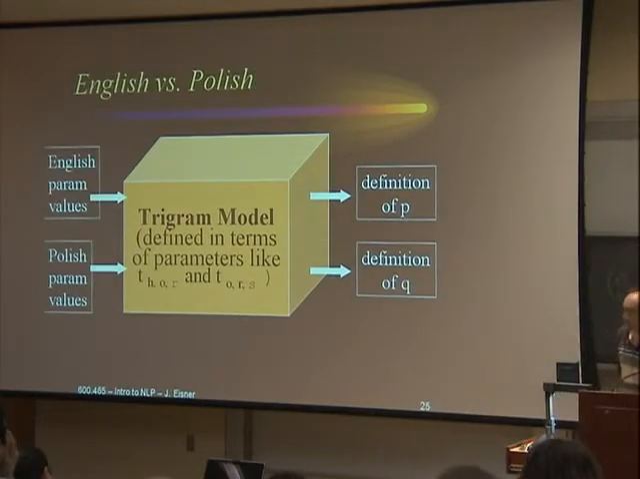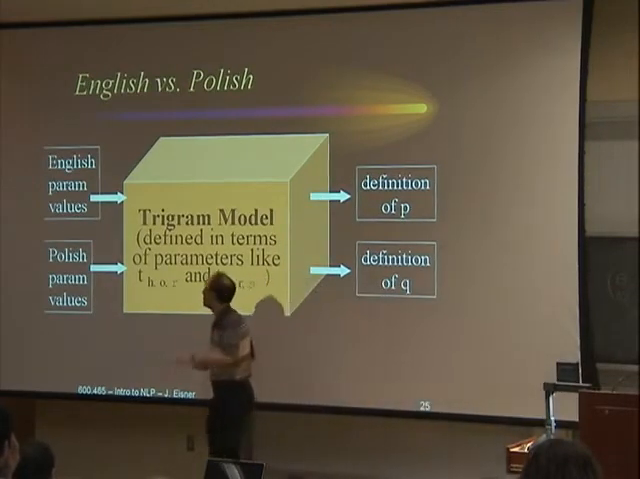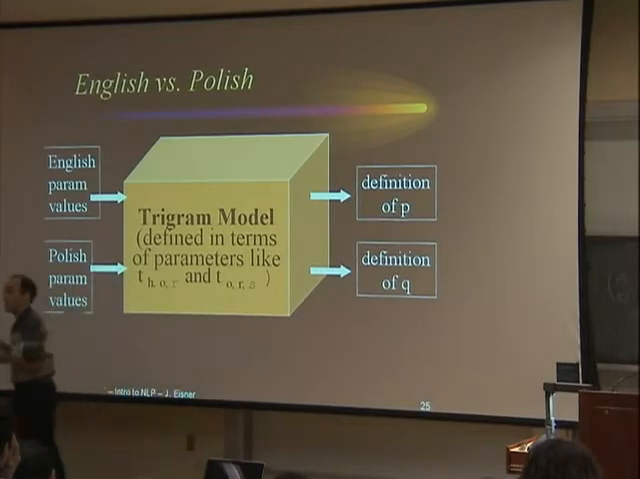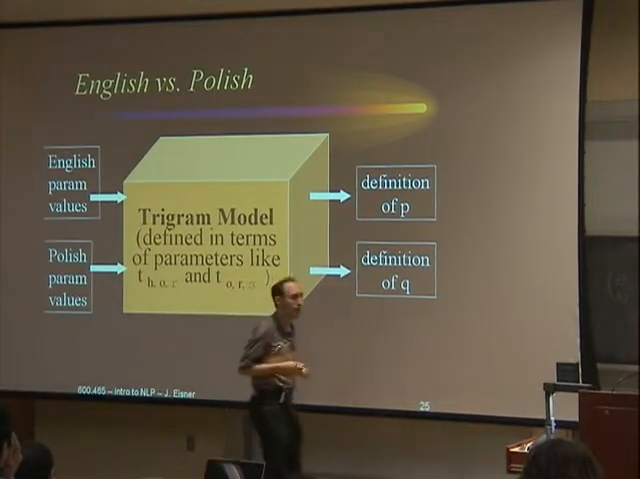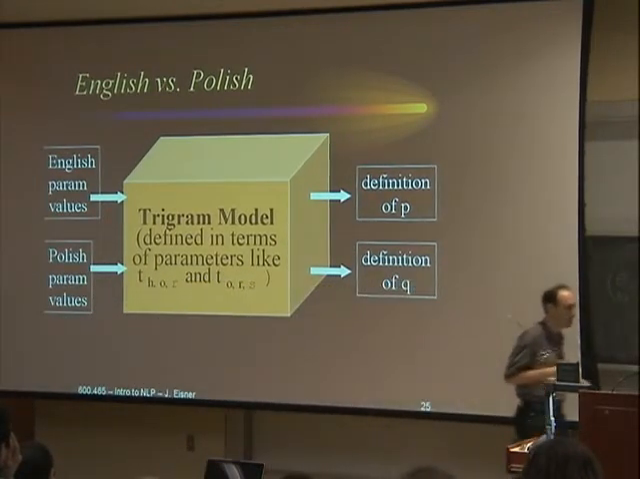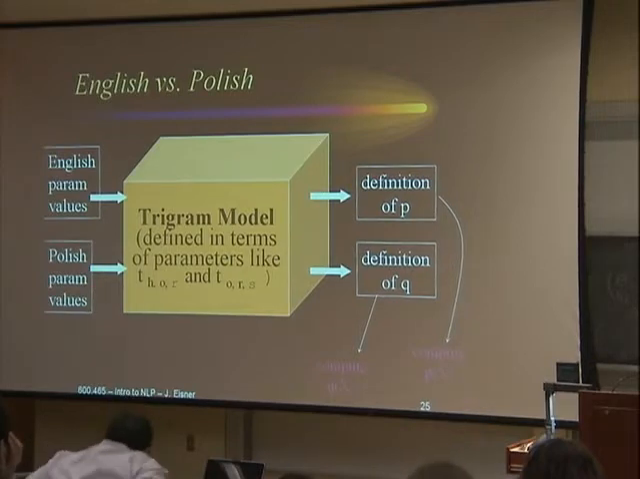And in language ID, we say we've got the same model. It's got the same structure. We just have different parameters. We've got our English trigram numbers and our Polish trigram numbers. What comes out from that is two different probability functions. And then given some data x, a sentence, we can compute P of x and Q of x and decide which one is higher. So far, so good? OK.